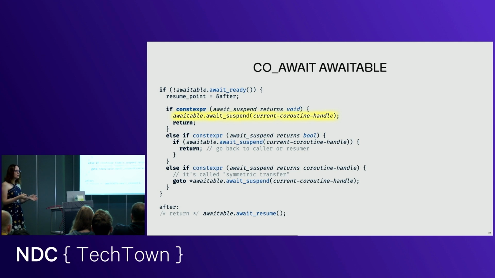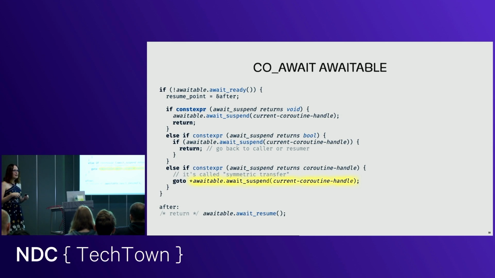So the awaitable can actually maybe pass the handle of the coroutine to some scheduler or to be awaited and resumed later. If await suspend returns bool, it gives the author the option to decide if it actually wants to suspend or not. So if you return true, it will suspend, otherwise it will continue. And if you return a coroutine handle from the function, it will call the suspend, store the handle somewhere, and return another handle, and you will just jump there. So you can jump to a different coroutine.